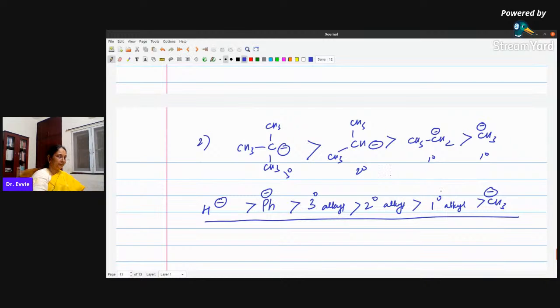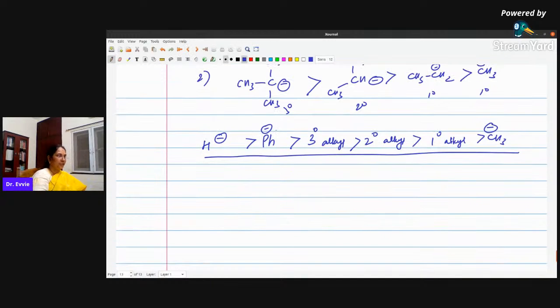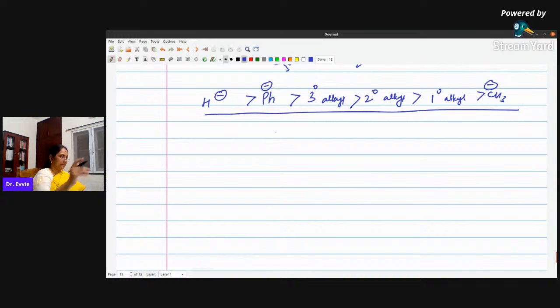Now let us see what's going to shift. I hope this is very clear for you. So let's take an example.